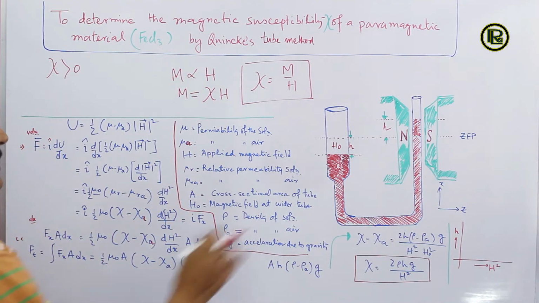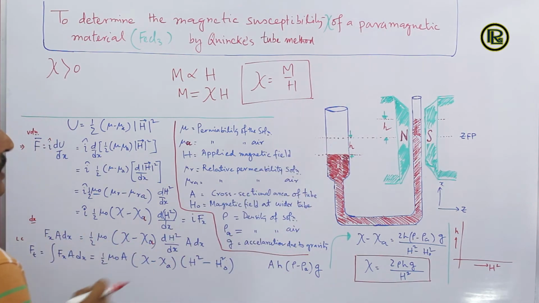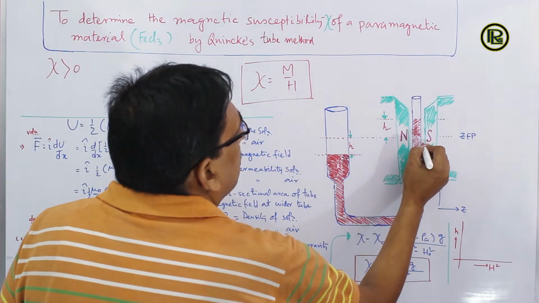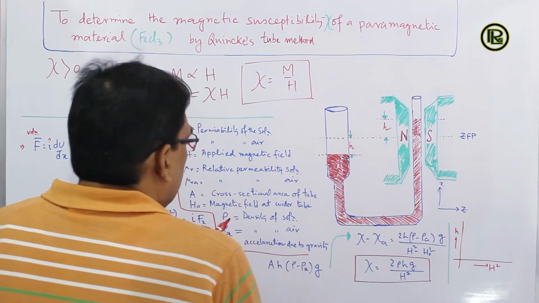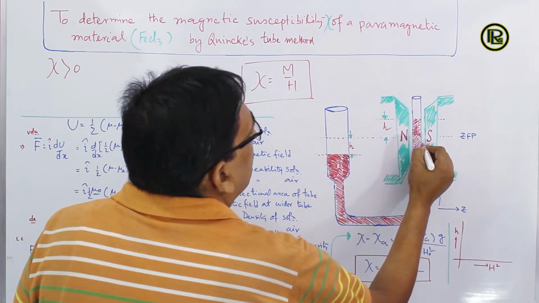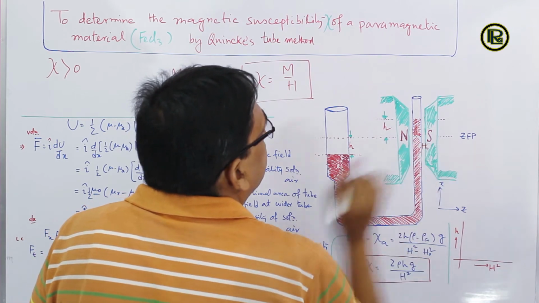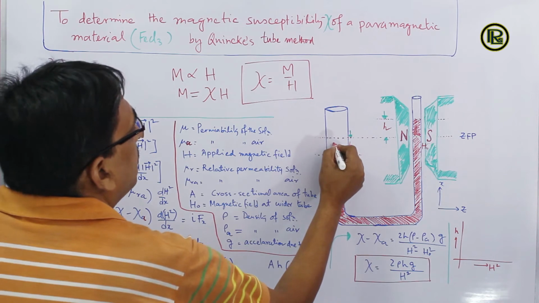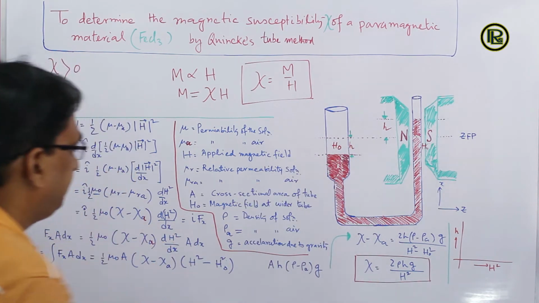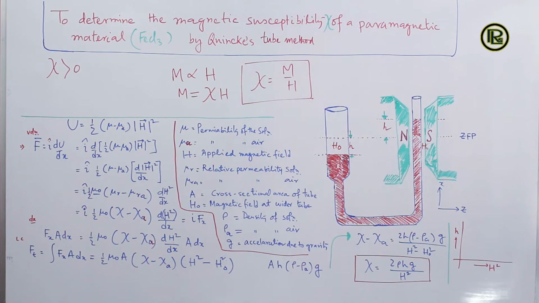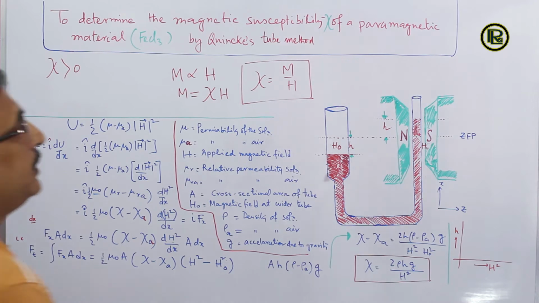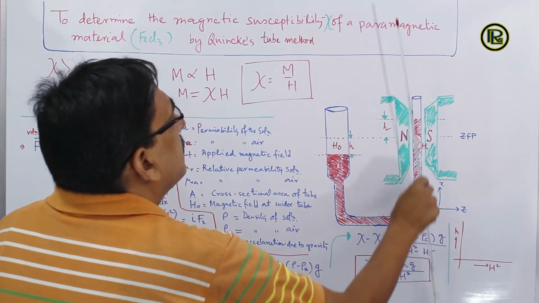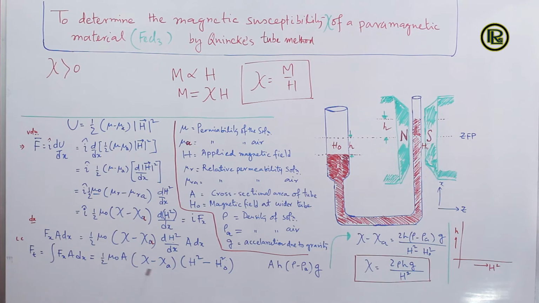So the field H is the magnetic field value in this region, and H naught is the magnetic field value here. So we understand liquid will keep rising if we increase the magnetic field.